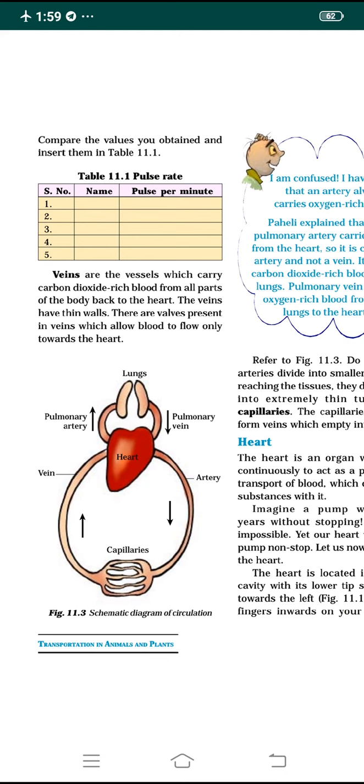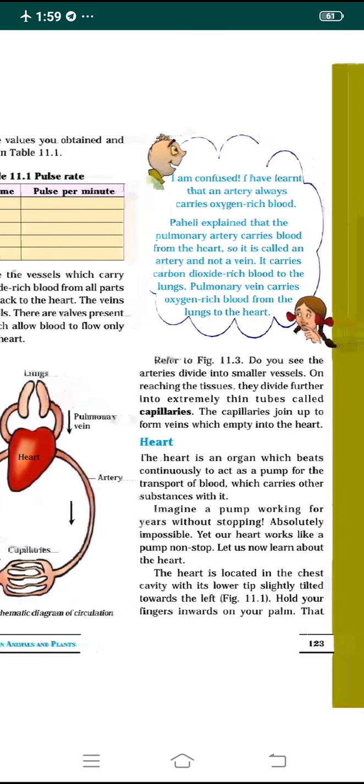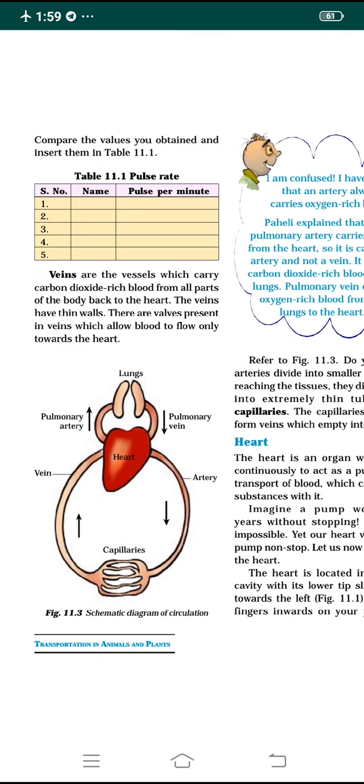The veins have thin walls, whereas the arteries have thick walls. There are valves present in the veins which allow blood to flow only towards the heart. They are going to allow the blood to flow only towards the heart. Now look at the figure 11.3.